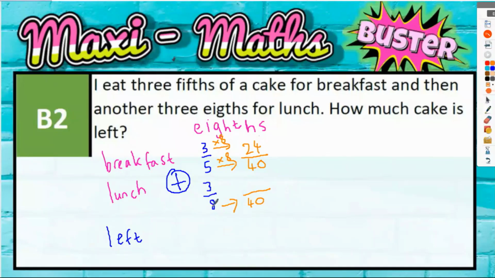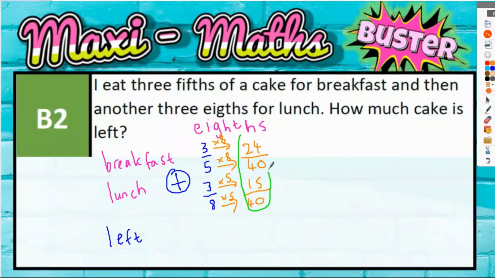As for the 3/8, you're making the 8 5 times bigger. Whatever you do to the bottom, you do to the top as well. So if you're making the 8 5 times bigger, you need to make the 3 5 times bigger. So 3 times 5 becomes 15. So what we're actually dealing with is 24/40ths added to 15/40ths.